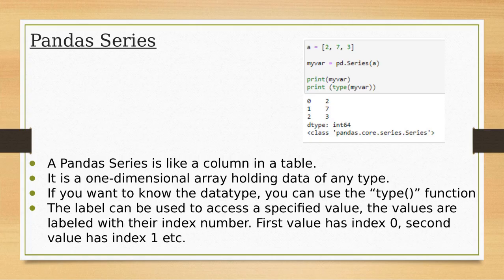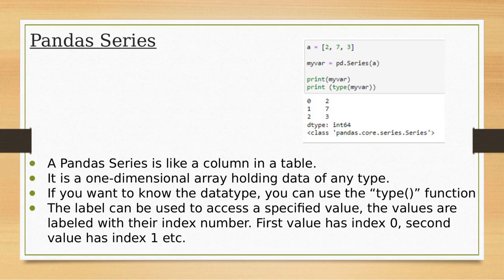Next, we use the type function to determine the type of the object we created. The output confirms that myvar is a pandas series rather than a standard Python list. These index labels are very useful because they allow us to access individual elements quickly. For example, myvar[0] returns the first value. By default, pandas generates numeric indexes automatically. Later, we'll learn how to create custom indexes, allowing us to use meaningful labels instead of numbers.